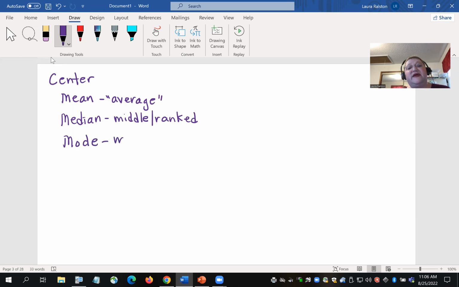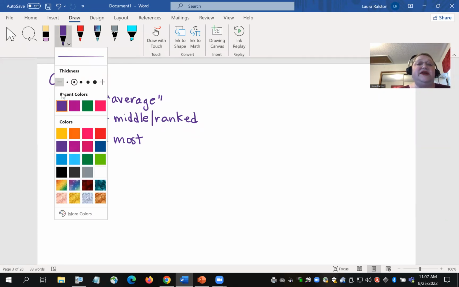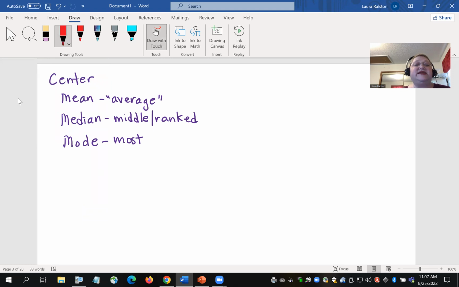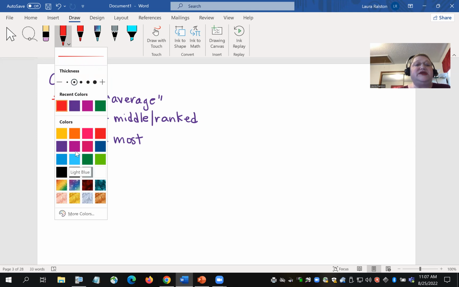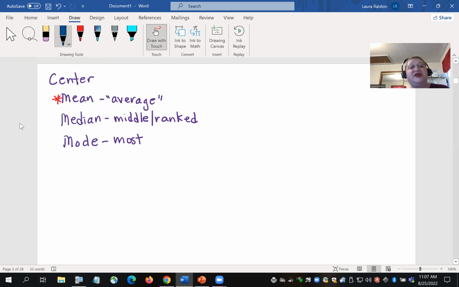The mode is the one that occurs the most, and it is the only measurement that we can use with qualitative data. Of those three, I mentioned to you last class that the mean is the most important for two reasons. One, it uses all of the data values in its calculation, and two, it's actually used in other statistical formulas. Then we got into the measures of variation.